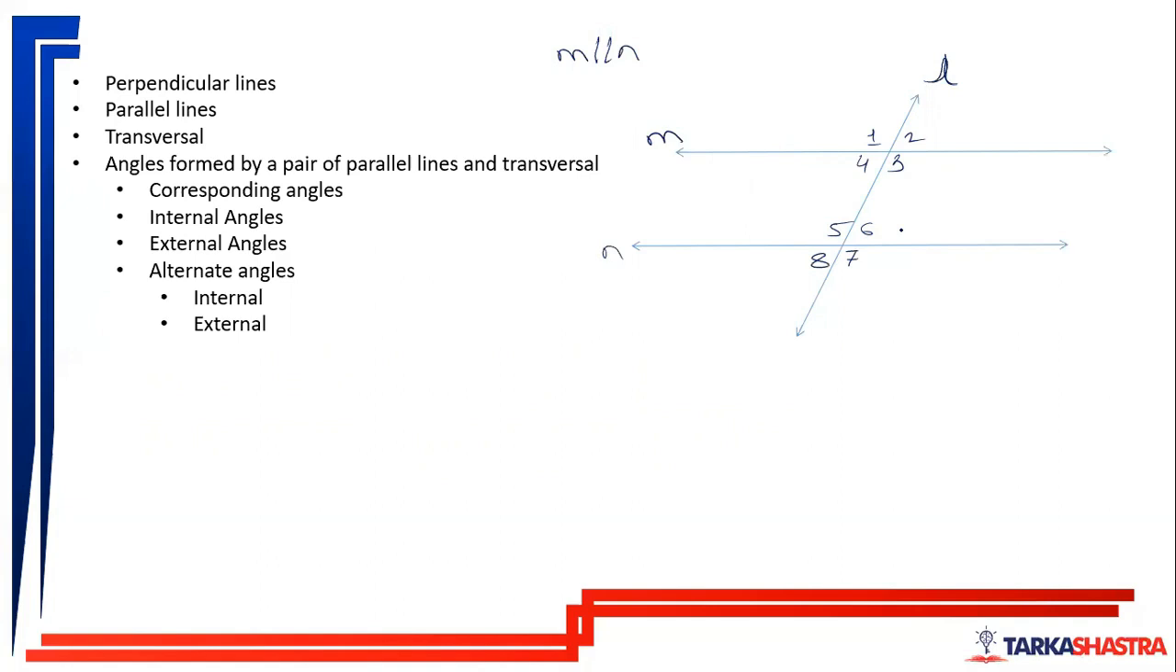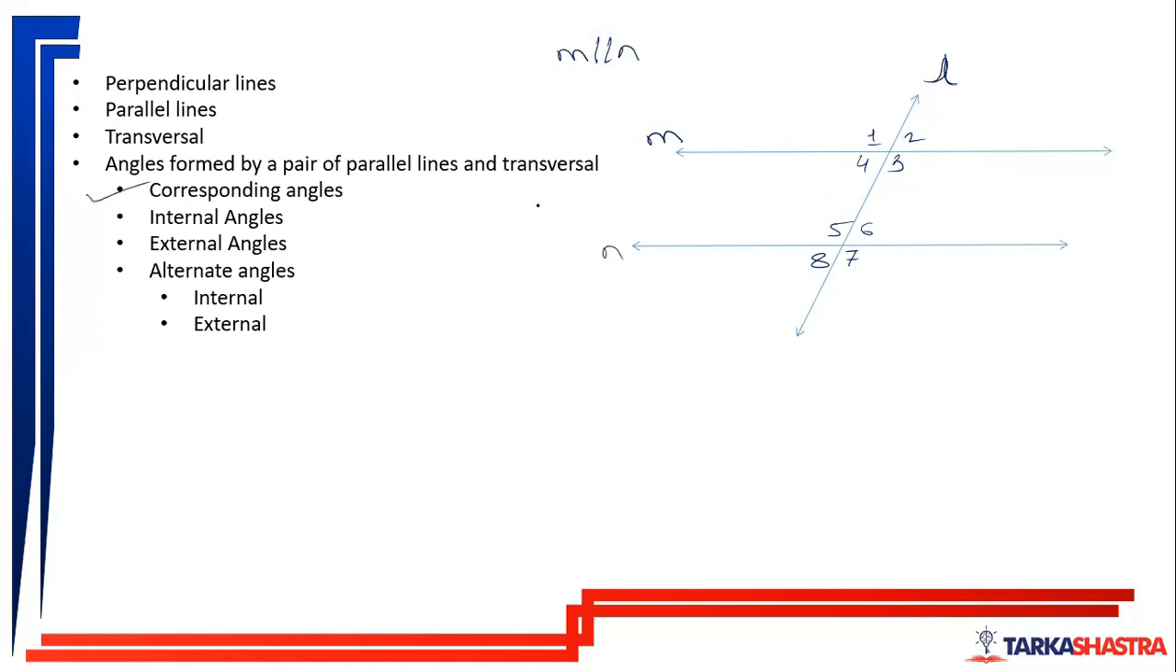जैसे एंगल 1, 2 आर लीनियर एंगल्स, करेक्ट. Angles 2 and 3 are linear angles or supplementary angles. 3, 4, 4, 1. Similarly, 5, 6, 6, 7, 7, 8, and 8, 5 are linear angles. Then 1, 3, 2, 4, 5, 7, 6, 8 are vertically opposite angles. That's why they are always equal.